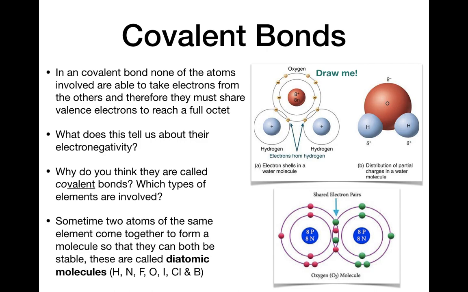Okay, now sometimes this happens where we have 2 atoms of the same element that are going to share electrons to become stable, and that's called a diatomic molecule. So here's an example of diatomic nitrogen sharing electron pairs. And the elements that do this are listed here: hydrogen, nitrogen, fluorine, oxygen, iodine, chlorine, and bromine are the 7 diatomic elements that will form pairs of 2 just to make sure everybody's stable. And of course, it's exactly the same element.